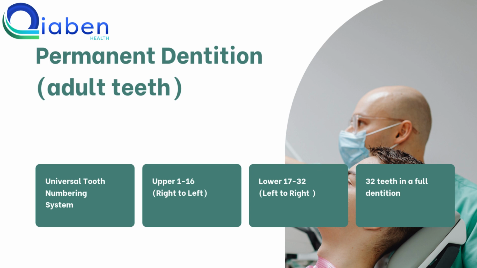Once we finish the top arch, we drop down to the lower left third molar, tooth 17, and finally move to the lower right third molar, tooth 32. So upper teeth are 1 to 16 and lower are 17 to 32. A complete adult dentition has 32 teeth.